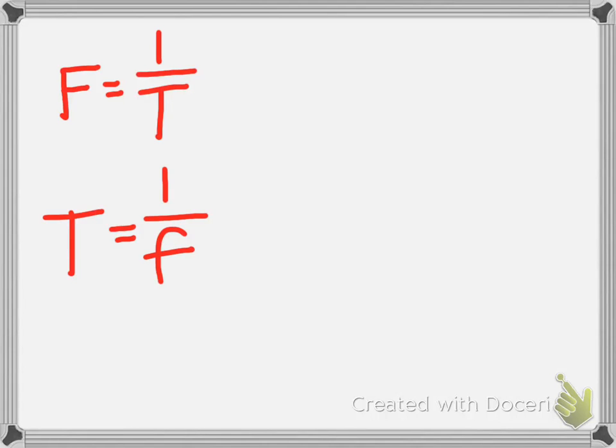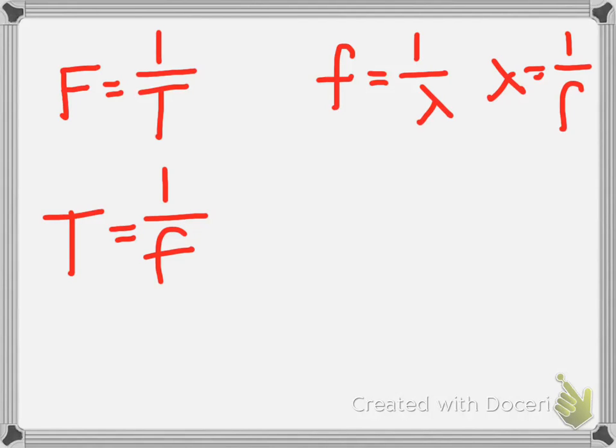And so I tell them that we're going to use these equations to help us develop more of the wave equation in addition to a couple other relationships. So the other relationship that we look at and focus on is the relationship between frequency and wavelength, which is also inversely proportional. So frequency equals 1 over wavelength, and wavelength equals 1 over frequency.